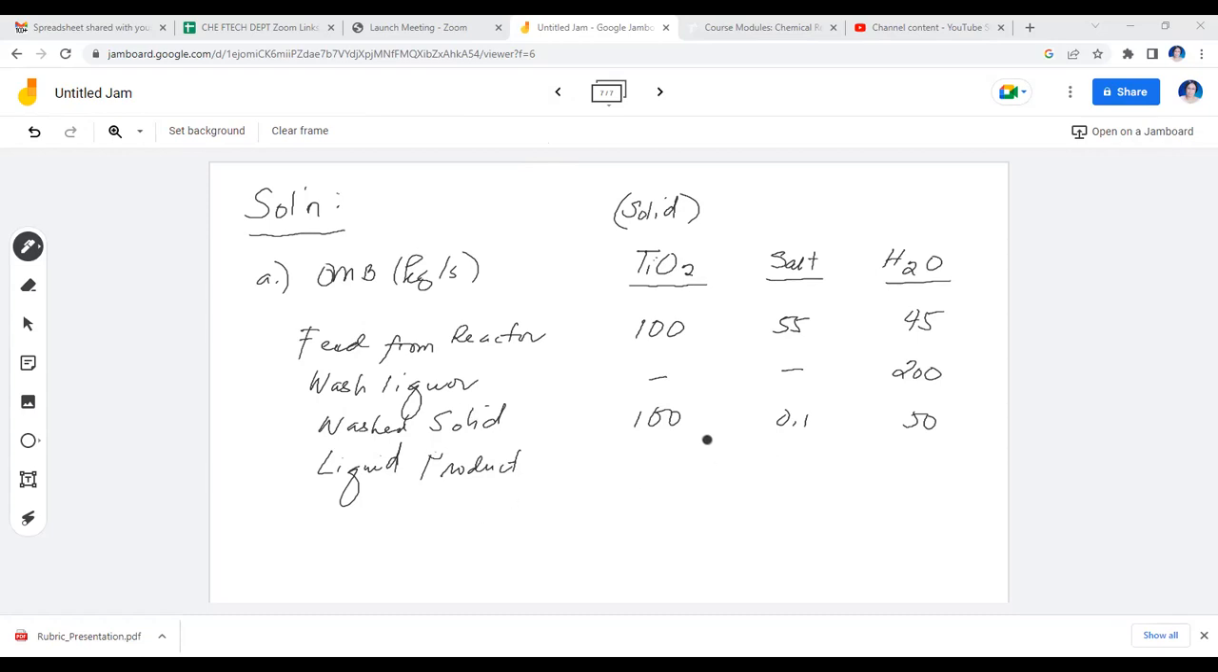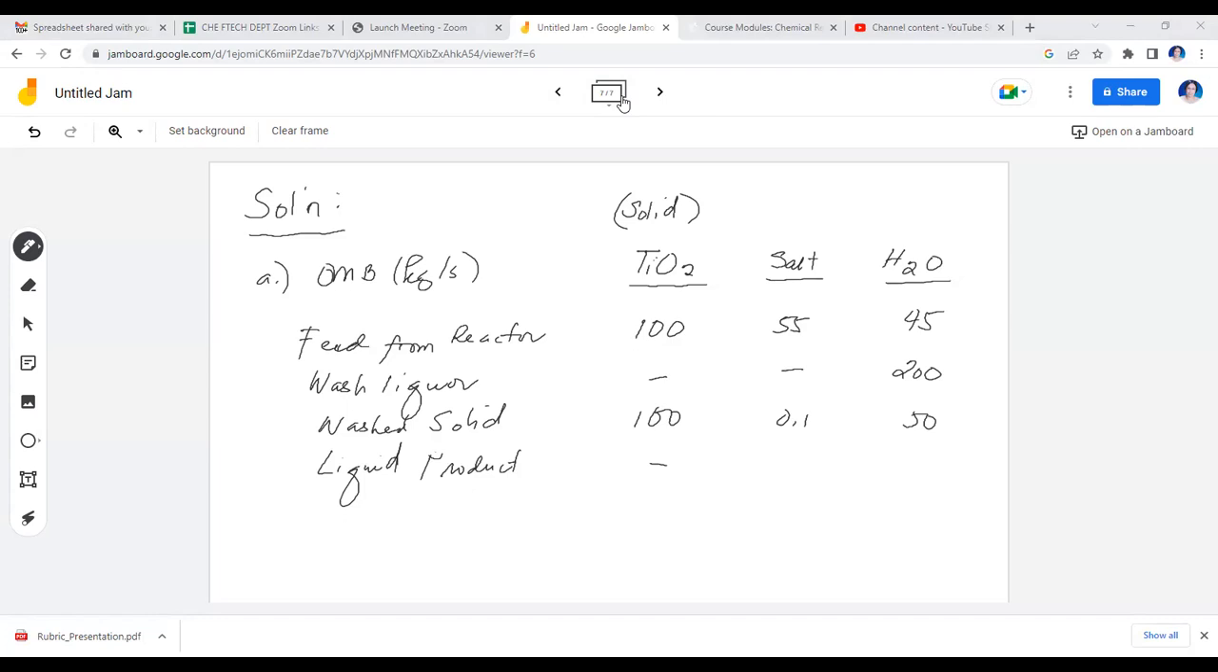Of course, we know that it doesn't have any titanium dioxide because it's in the form of a solution of salt and water. How do I get the salt and water here, the last two column values for our liquid product? How do I get it? It's the same as in sample problem number 3. How do we get the row value? 200. You have to do mass balance.